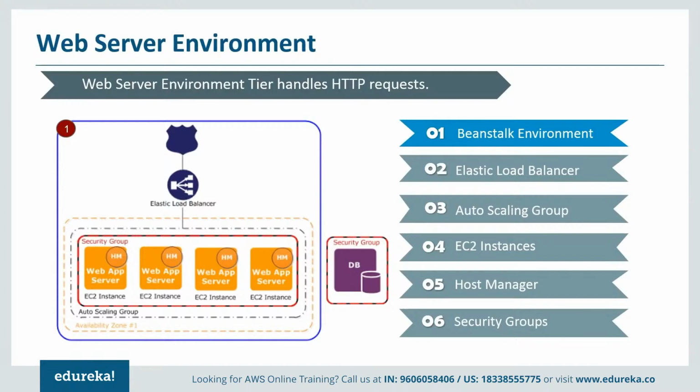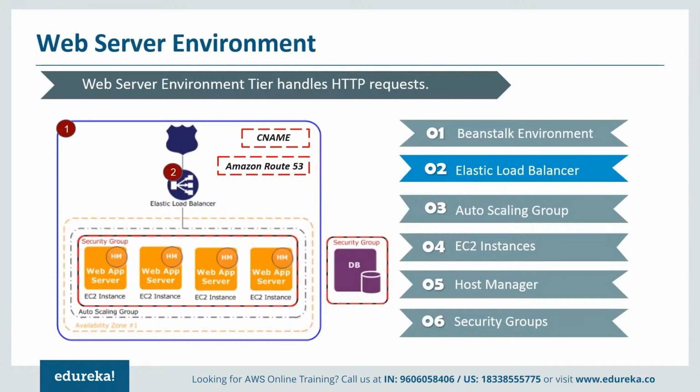Moving on, we have something called Elastic Load Balancer. Let's say your application is receiving a lot of requests. So what Elastic Load Balancer does is, it distributes all these requests among different EC2 instances so that all the requests are handled and no request is being denied.